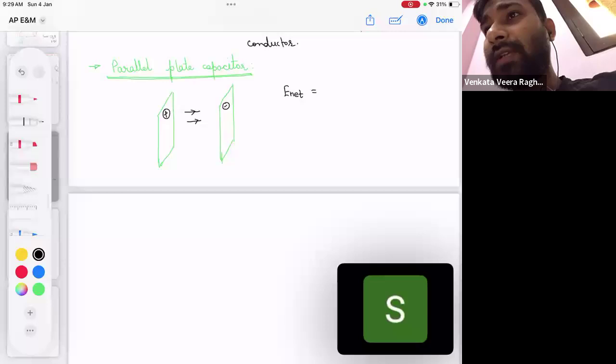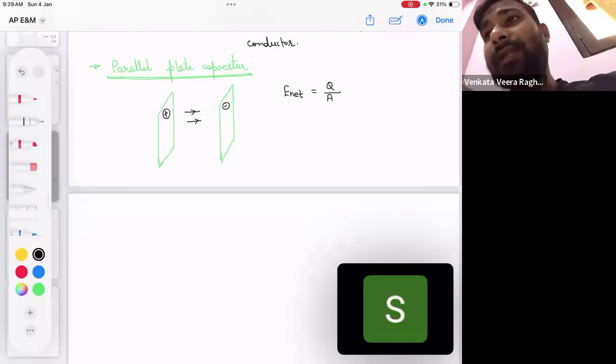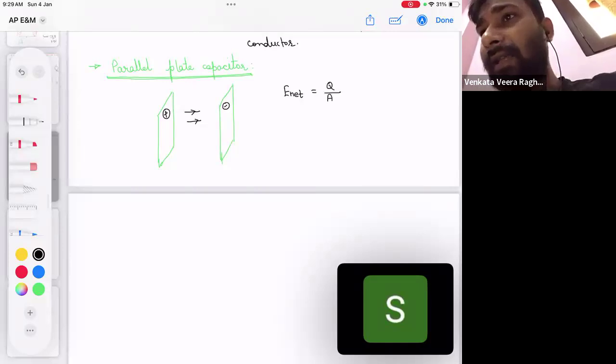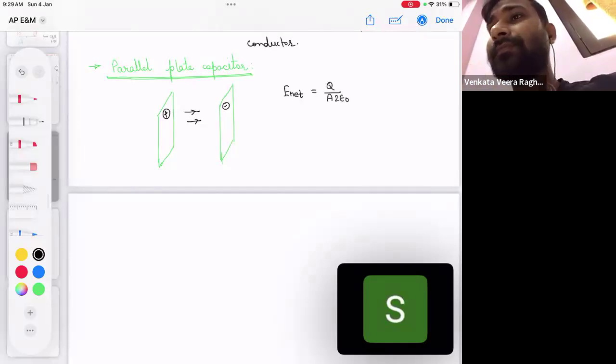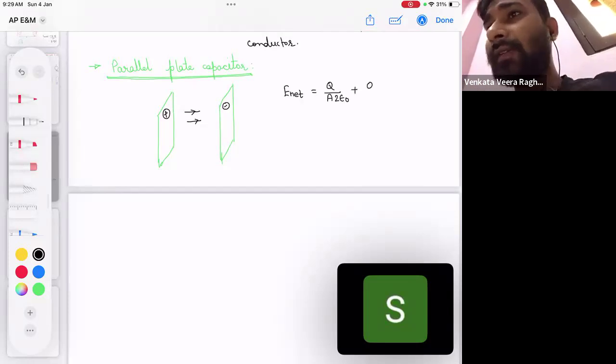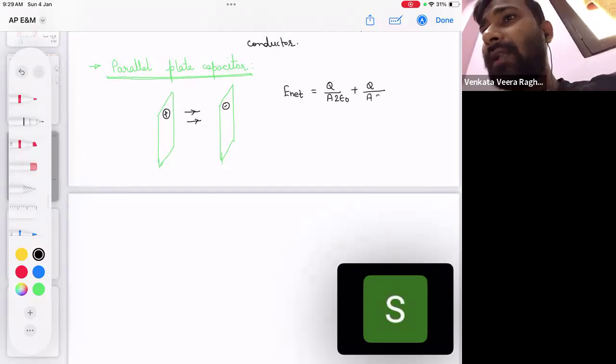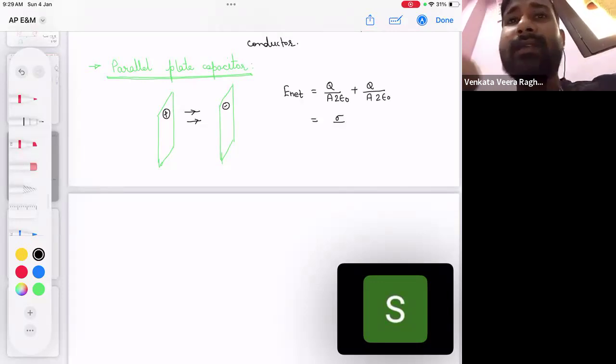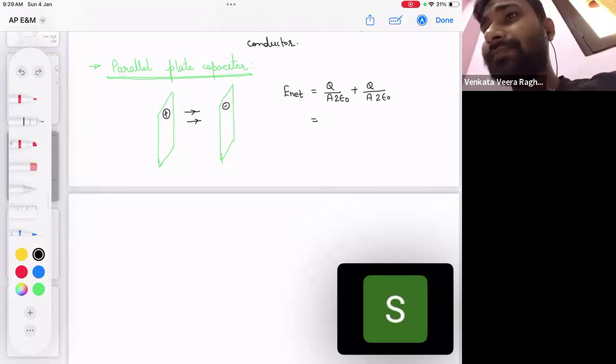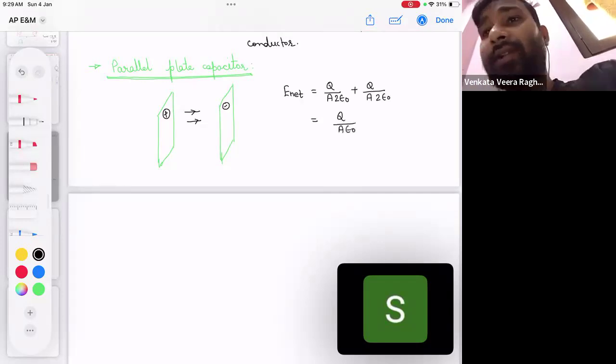Due to the positive plate, it will come Q by A, where A is the area of the plate. So that is sigma by 2 epsilon naught. Due to the negative plate, same thing, Q by A, sigma by 2 epsilon naught. So that means the net field you can write as Q by A epsilon naught. That means sigma by epsilon naught also.